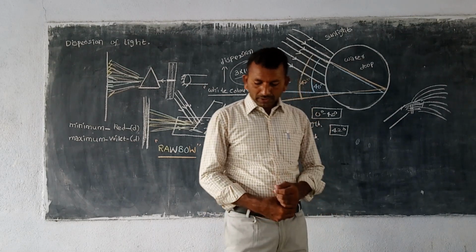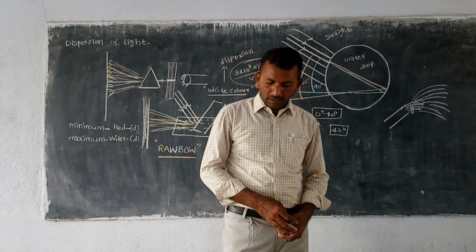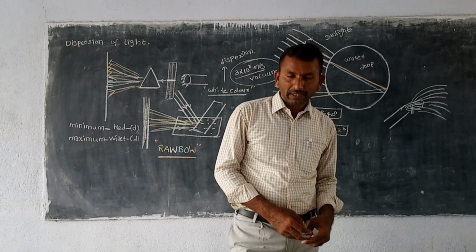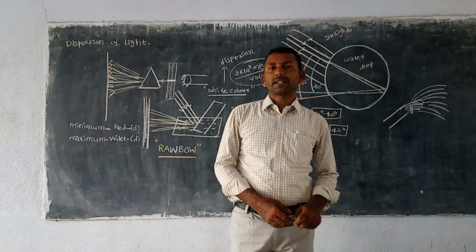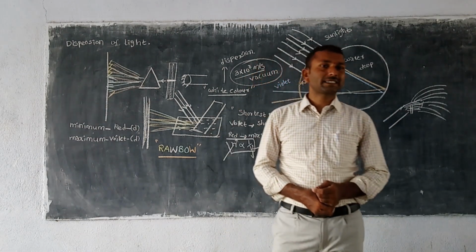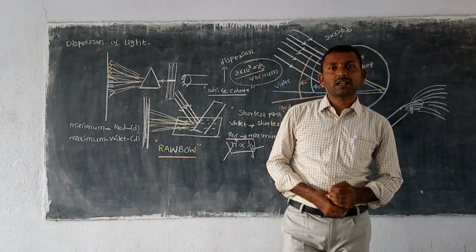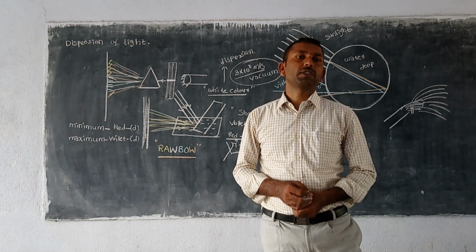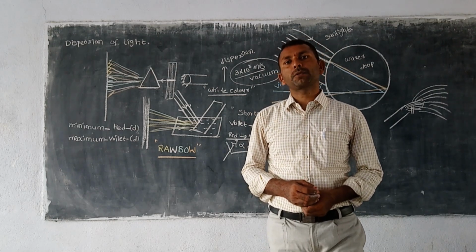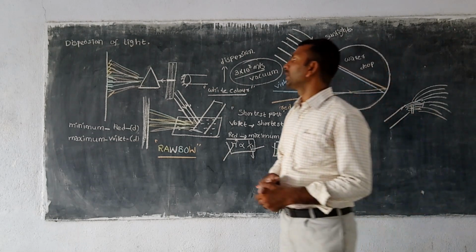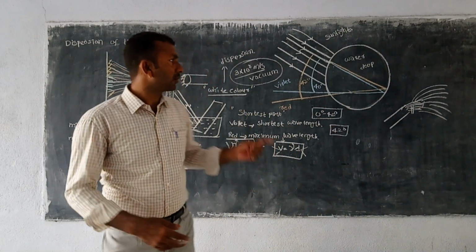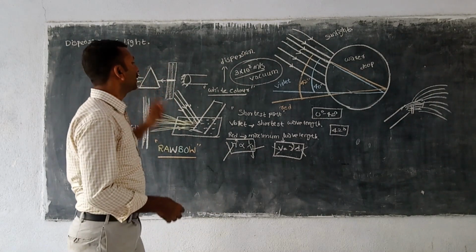To answer this question, you need to understand another phenomenon of light called scattering. So what is the reason for that? We don't know till now. But if you observe what scattering is, another phenomenon of light, and if you know about scattering, you are able to understand why the sky appears blue. And this is today's topic, dispersion of light.